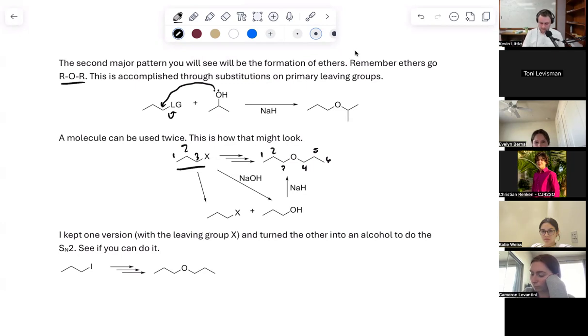So let's imagine X being some kind of leaving group. We can keep part of our stock of that starting material as what it is because that's useful for us. And then we'll turn the other one into an alcohol. In this case, using sodium hydroxide, because sodium hydroxide will do a substitution on a primary leaving group, which is what we have.